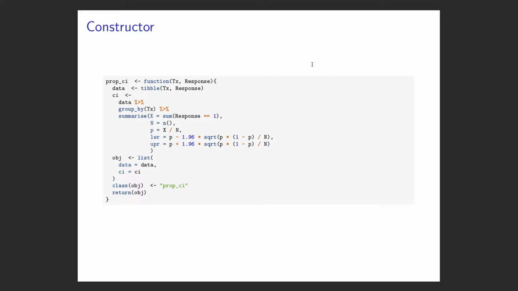And then the final thing I do is I give this list a class called prop.ci. So I want you to go and get that from the internet, it should be on there, download it, and try running it by giving it some data. So you should find that is available for you to download, hopefully, if I set it up right, on the webpage.